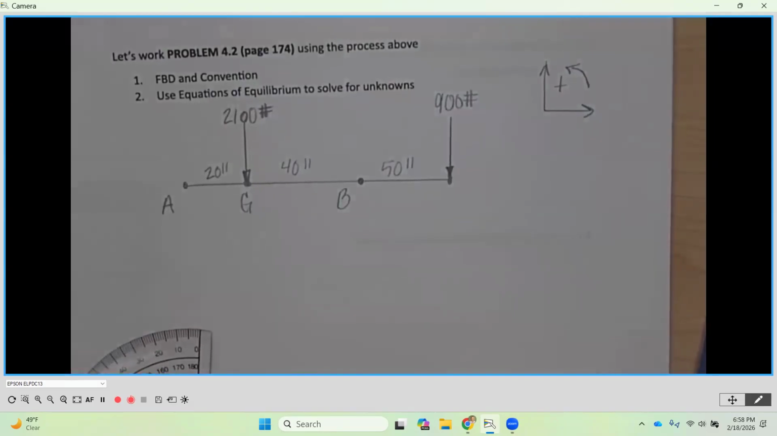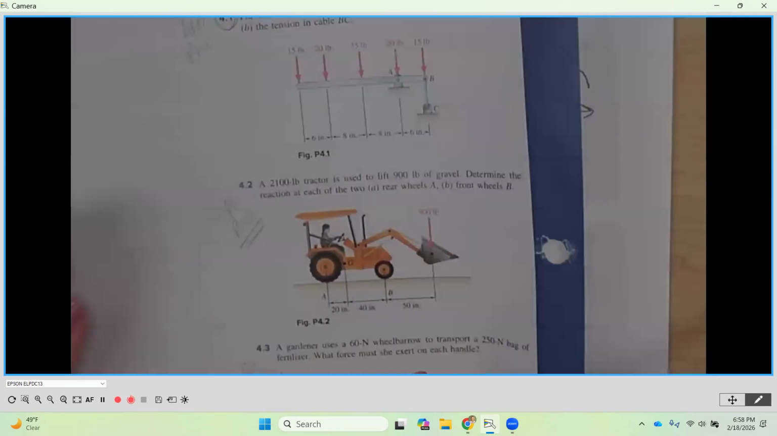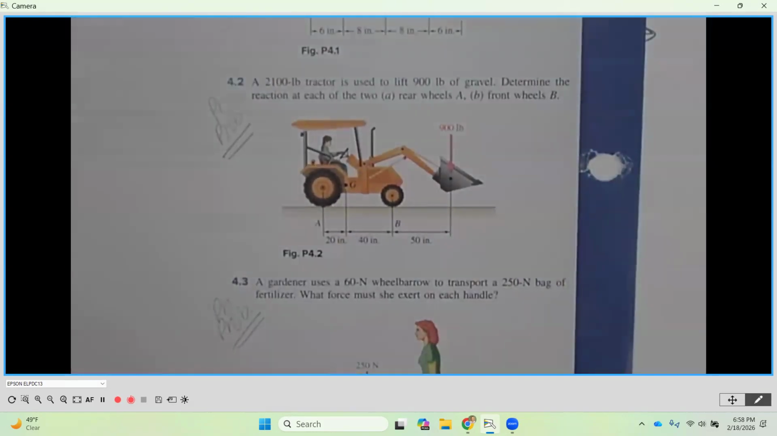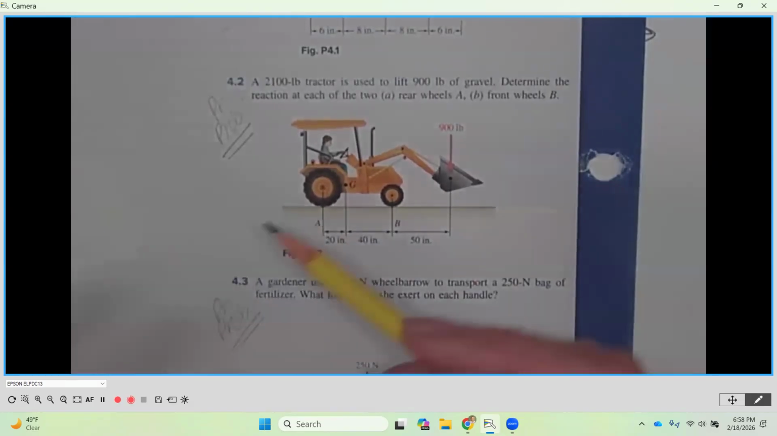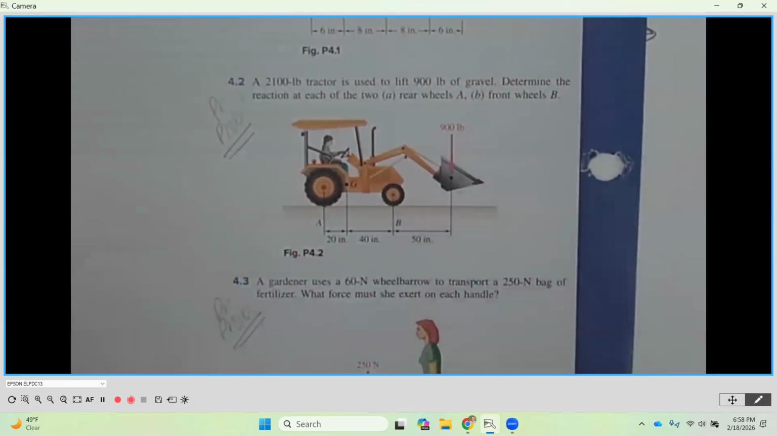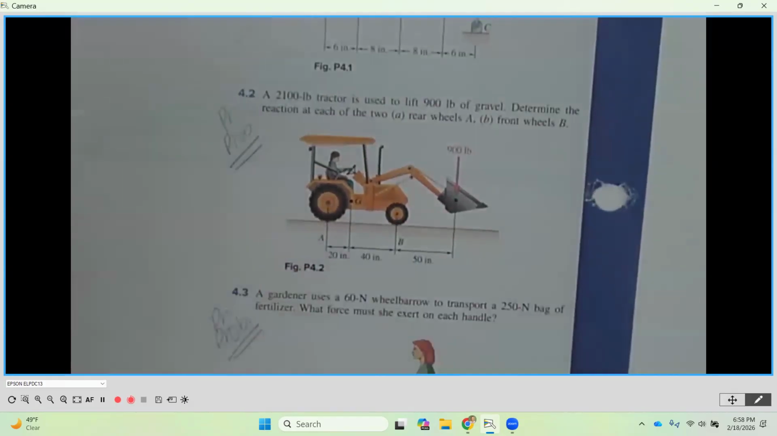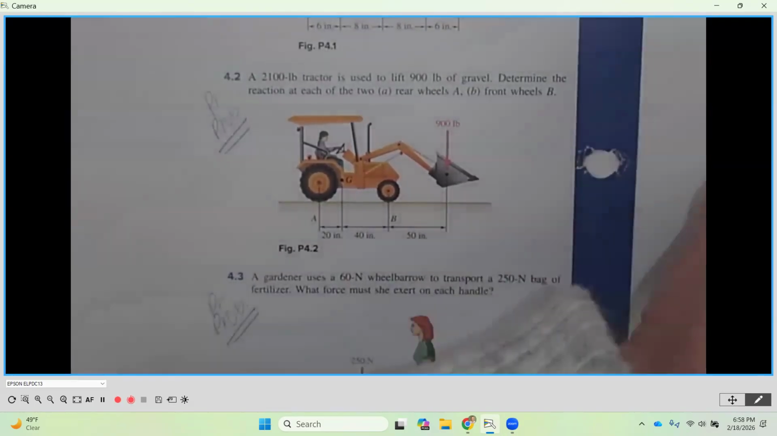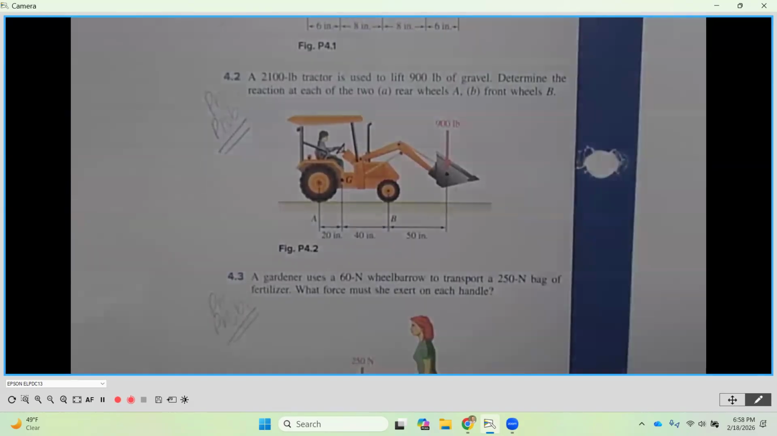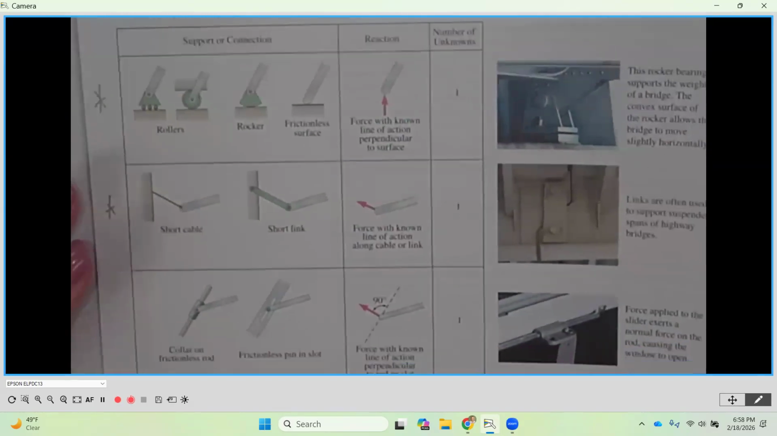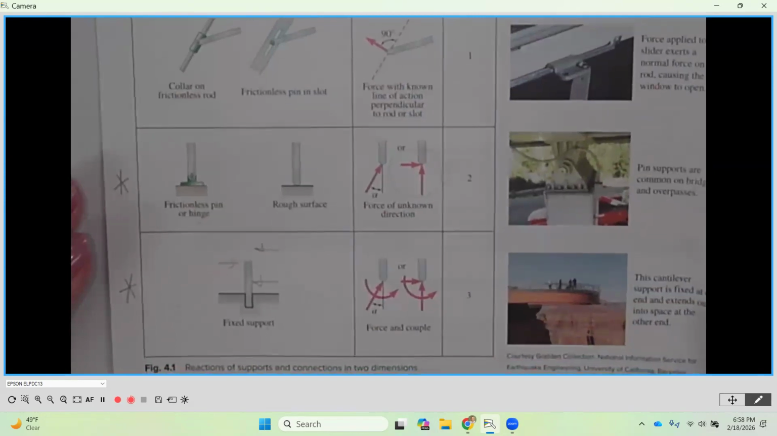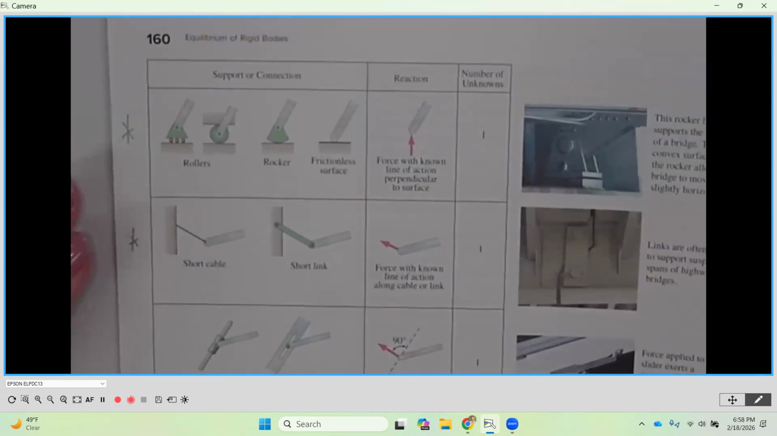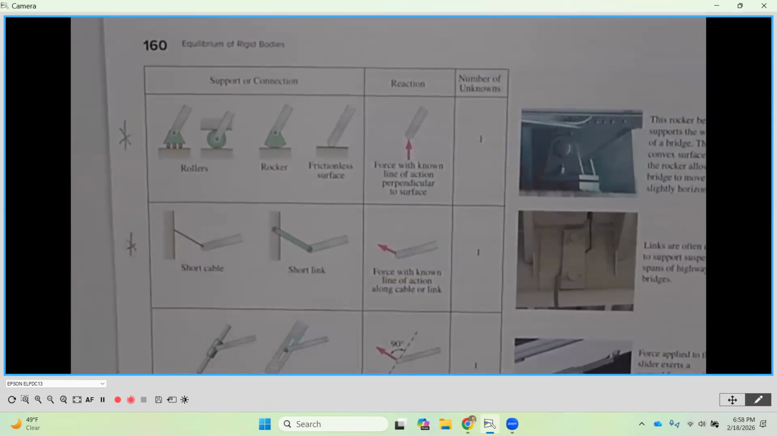Now A and B, let's look. A and B for this tractor are doing all the supporting of those loads on top. It's supporting the weight, and it's supporting the 900-pound load of gravel in the scoop, or in the bucket. So as we look at A and B, and think about those reactions we were talking about earlier, the ones on page 160, are there any that look like they would make sense for the wheels of a tractor?